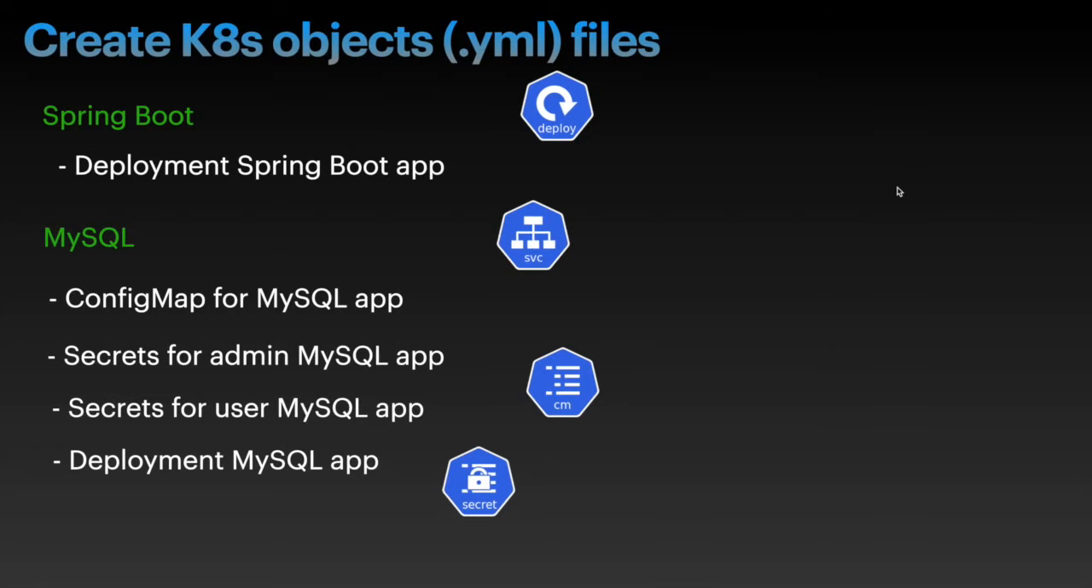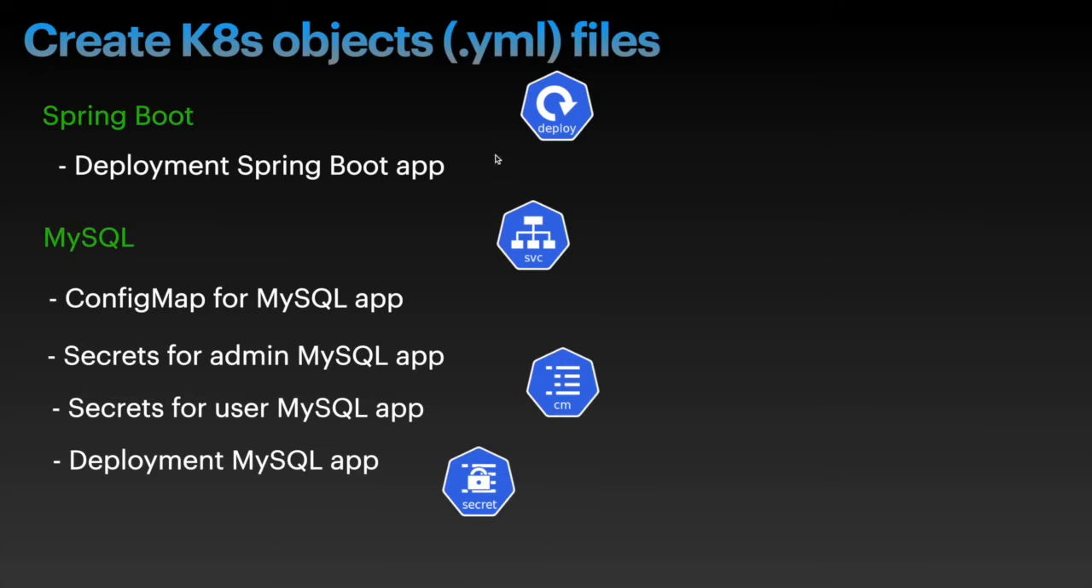Creating Kubernetes objects. Now we have a look at what the Kubernetes objects are, which are basically YAML files. For our Spring Boot application, we need a deployment YAML file, and MySQL needs a ConfigMap, secrets for admin and secrets for user, and a deployment YAML file. So what are these objects with respect to Kubernetes?